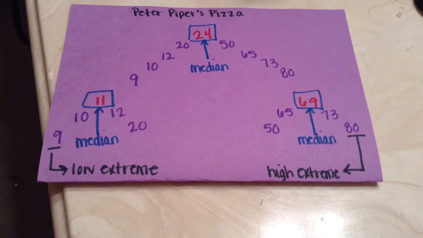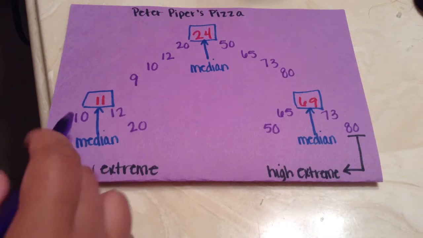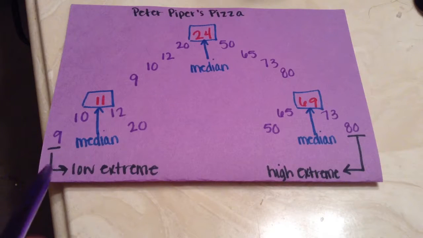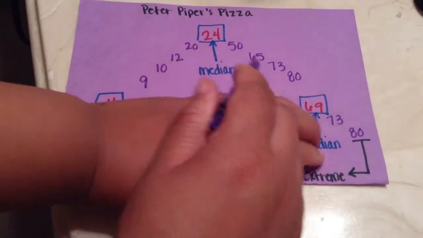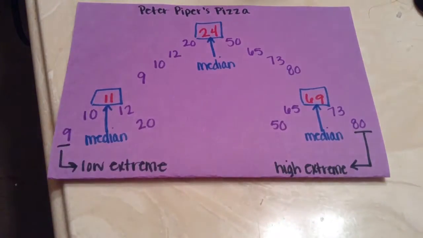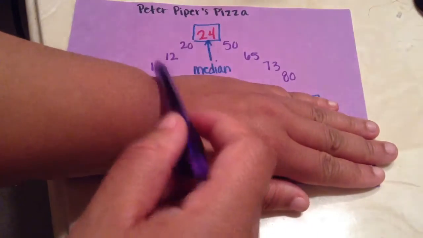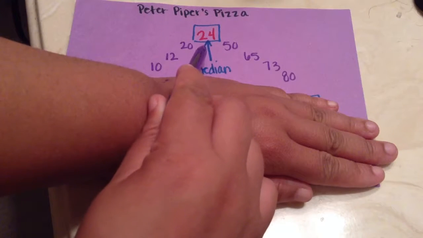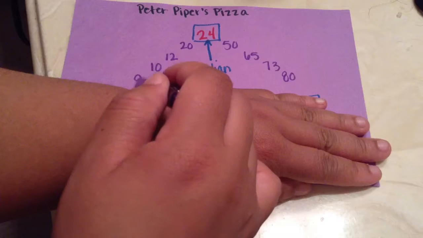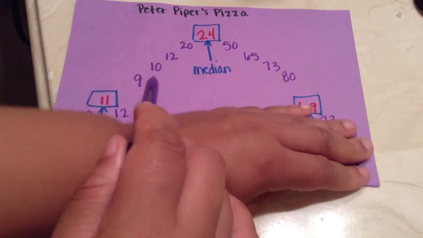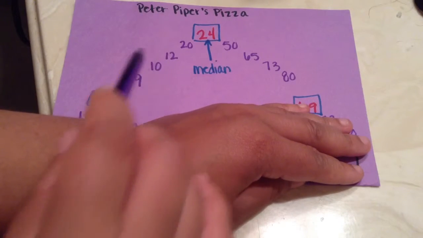The previous data shown was from Chuck E. Cheese. This one is from Peter Piper's Pizza. I already did the sorting from least to greatest. That's what we have here, 9 all the way to 80. And the median of the entire group of numbers is 24. And then remember, we have to find the median of the numbers on this side. So I added 10 plus 12.